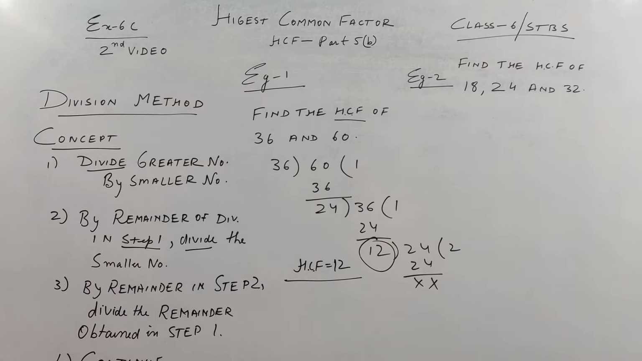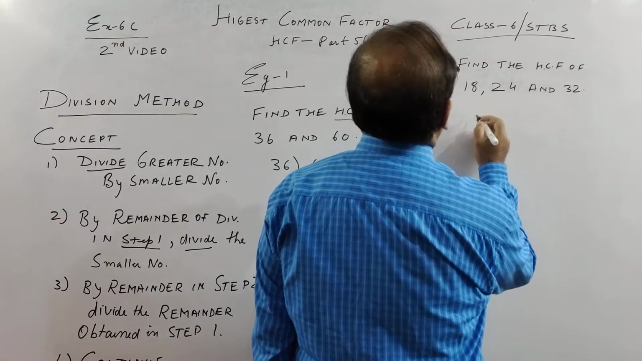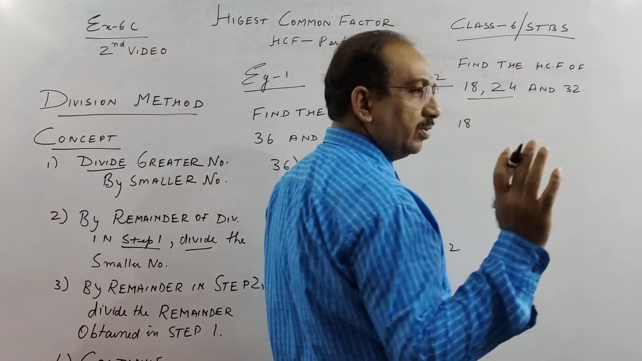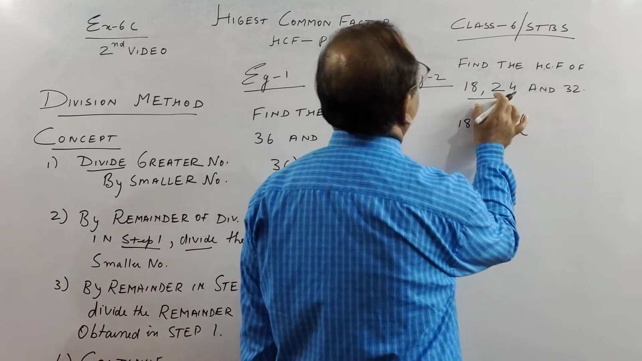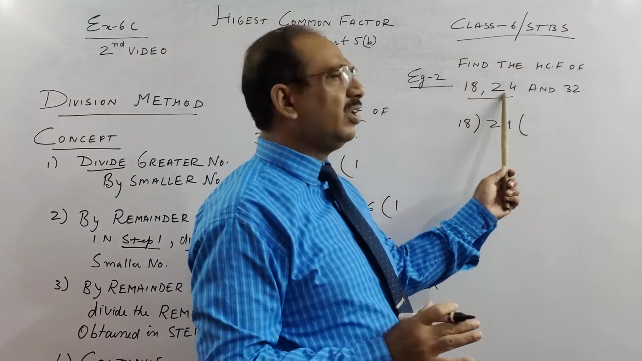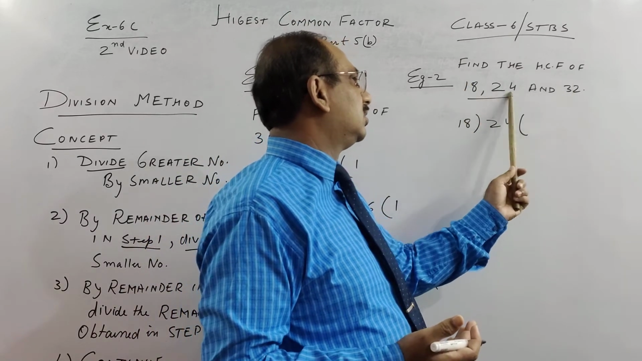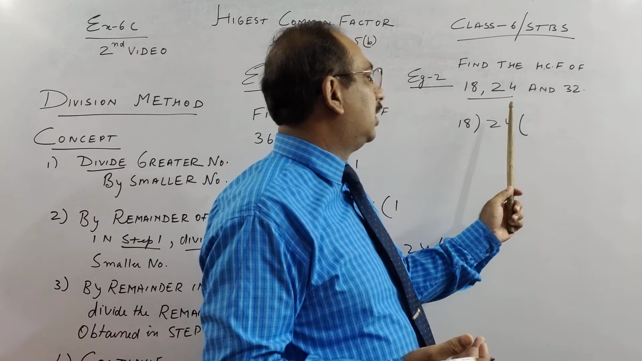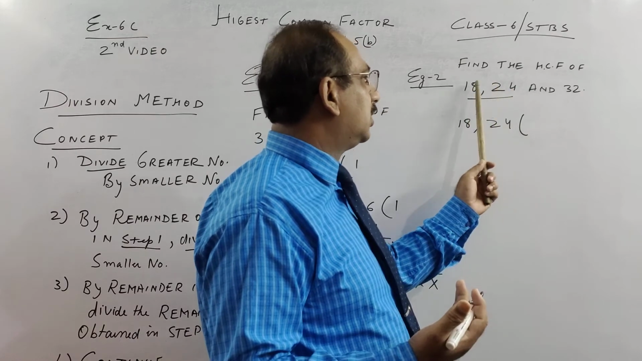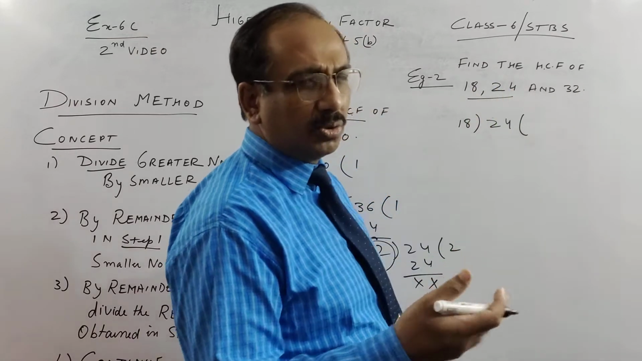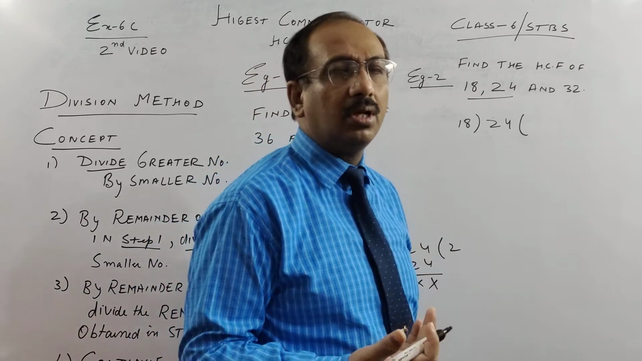Where we find the HCF of 18, 24 and 32. We take any two numbers at a time, not more than two numbers, children. Divide the smaller number into one bigger number. There are two bigger numbers, you can take this or this, but this should be smaller than this. Generally, I take the smallest and the biggest. I'll show you when I do the book exercise, and you will see how I do it.